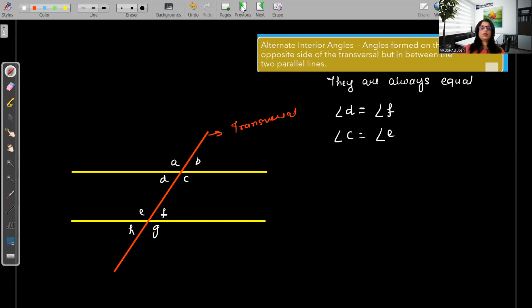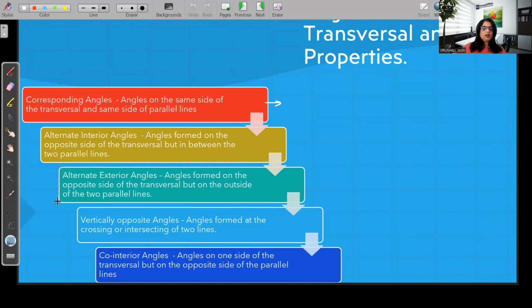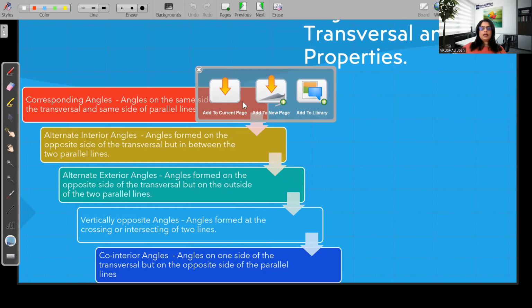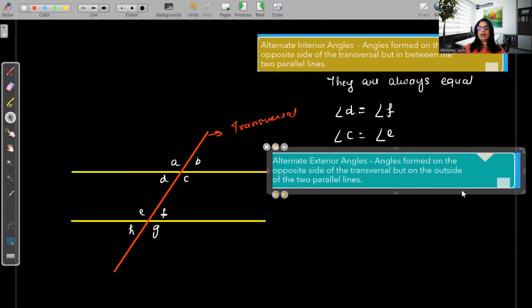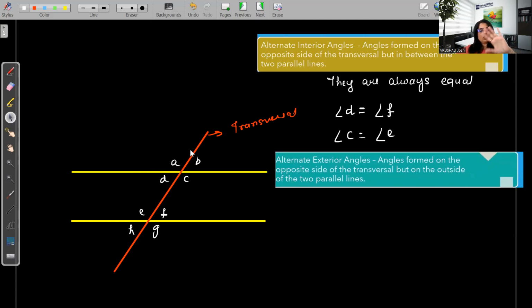On the same figure, I'm going to explain what alternate exterior angles are. These are alternate interior angles, and this is the concept of alternate exterior angles. What is an alternate exterior angle? Exterior, which falls on the outside. Conceptually, it is the same: on the opposite side of the transversal, but on the outside of the parallel lines. This was on the inside of the parallel lines. So, same thing, they are always equal.